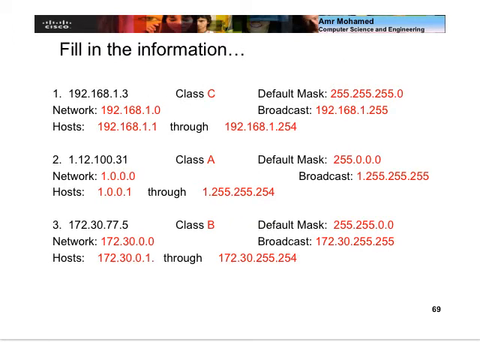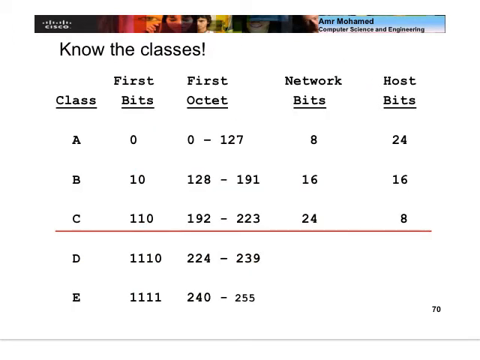So this is a brief summary. Class A has the first bit 0. It has to have 0 as the first bit, and then anything else. So from 0 all the way to 127, because 128 will have 1 here, and this is not part of class A. In that case, the network part is 8 bits and the host part is 24 bits.